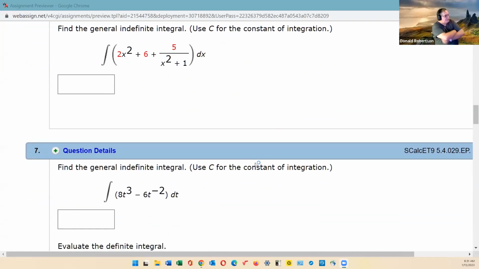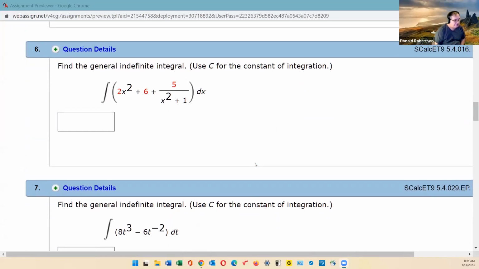Now, question 6 is ready to go. I don't need any algebra. I can find antiderivatives of all the pieces. And that one is a power rule. This middle term is what, 6x? Can someone tell me what this guy at the end will get you? And we did it at the beginning of today. Somebody that's not unlike that guy.